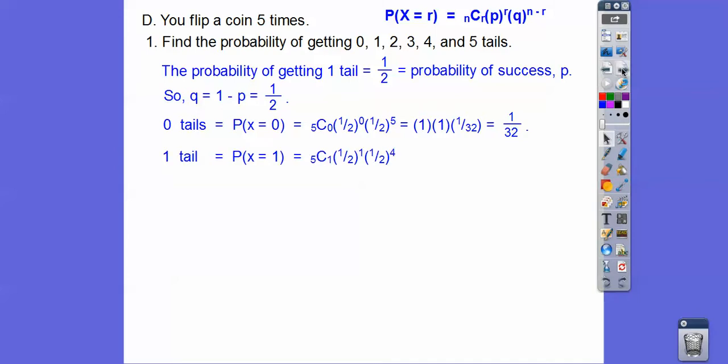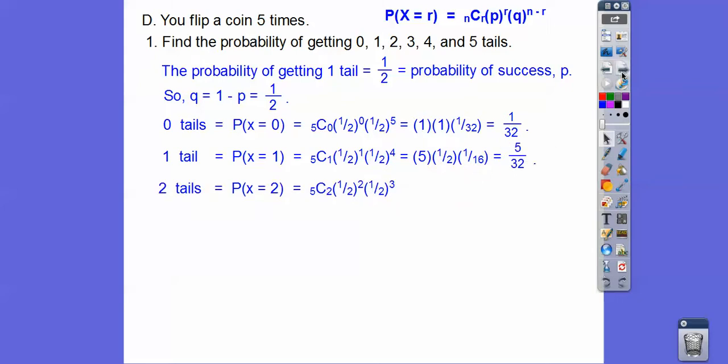Okay, 1 tail, plug in 1, so r equals 1. Here it is again, and this is 5 minus 1. 5C1 is 5 factorial over 1 factorial times 4 factorial, which is just 5. This is times a half, and 1/2 to the 4th is 1/16. And then 5 over 1 times 1 over 2 times 1 over 16 is 5 over 32.